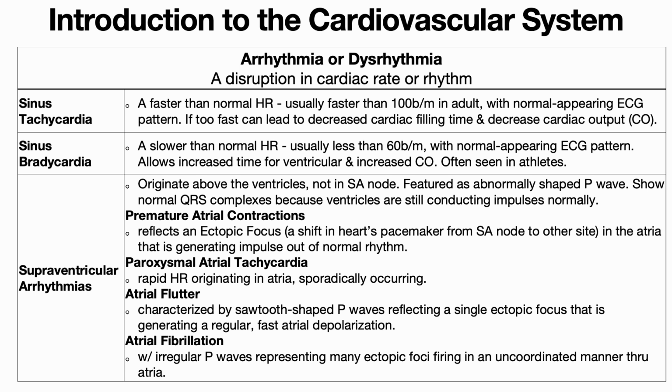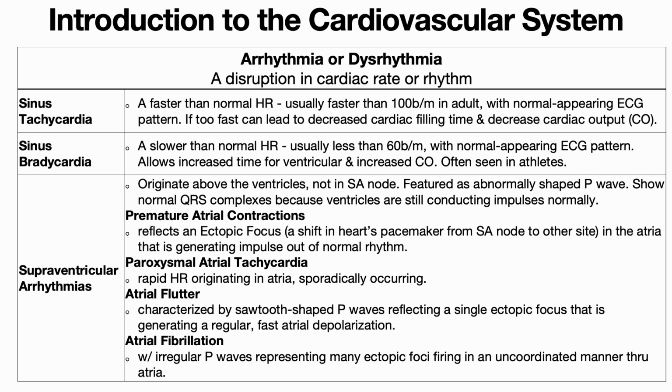So the ectopic foci are abnormal pacemaker sites within the heart, meaning to say it is outside the SA node, okay, that displays automaticity. Then the paroxysmal atrial tachycardia. So this is a rapid heart rate originating in the atria, sporadically occurring.